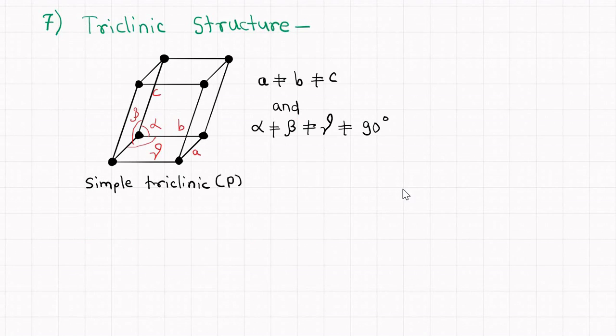Then the last one is triclinic crystal structure. In this crystal arrangement, three unequal sides are unequally inclined and none being at right angles. Therefore, A is not equal to B is not equal to C and alpha is not equal to beta is not equal to gamma is not equal to 90 degree. Figure shows the simple triclinic crystal structure. So, these are the different types of lattices.